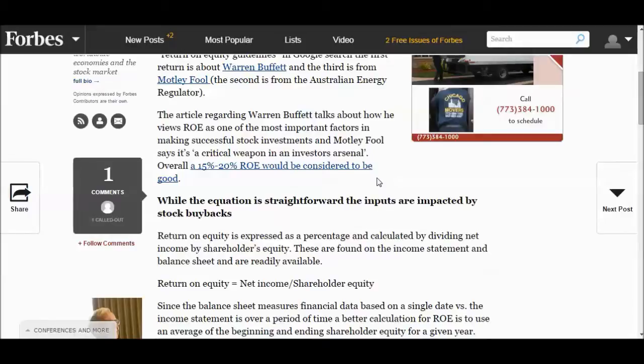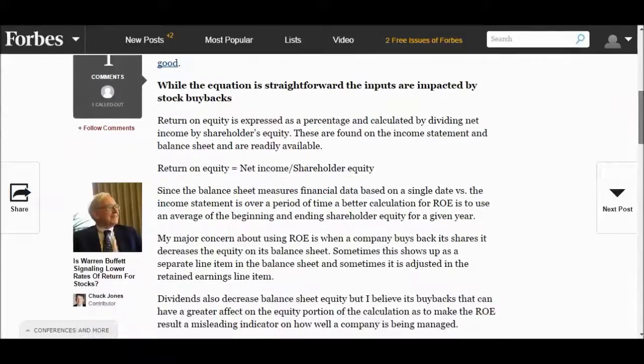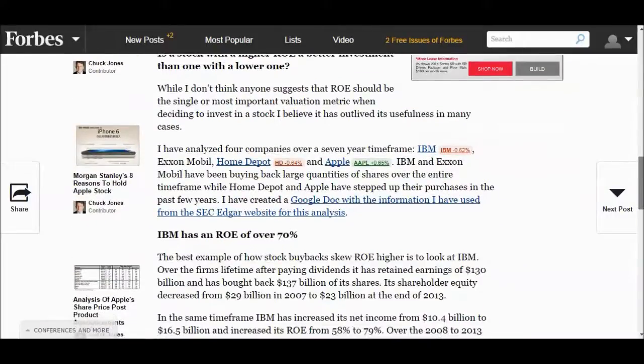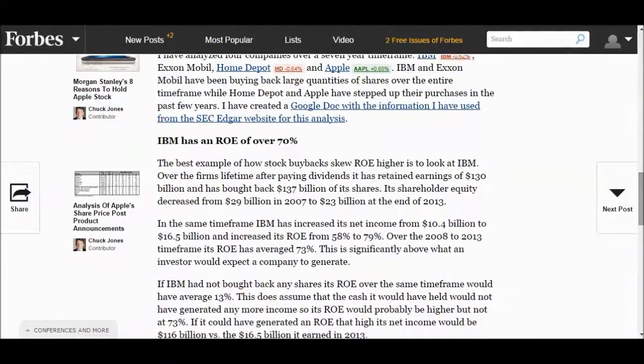Since 2008, stock buybacks have become more common. So the idea here, as presented in this article by Chuck Jones on Forbes.com, is that return on equity has outlived its usefulness. I thought this was a pretty interesting argument. They put forth the idea, especially of IBM, a pretty mature company that hasn't really had a significant change in its operations, but once they started a stock buyback program, the return on equity really went higher.